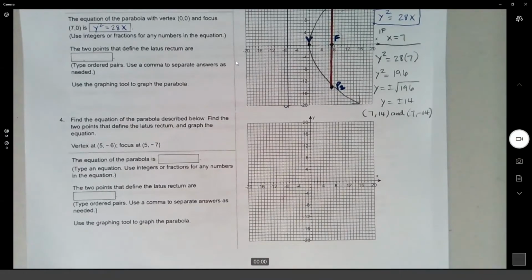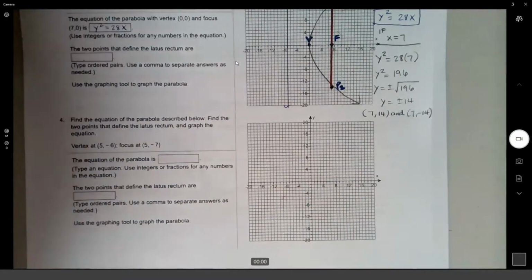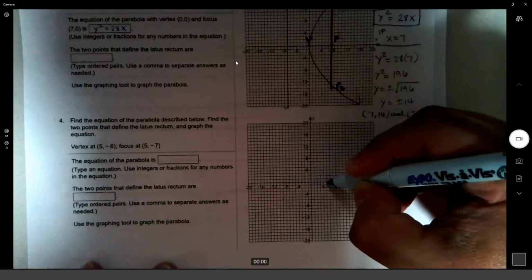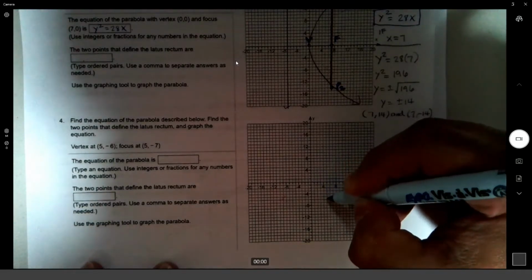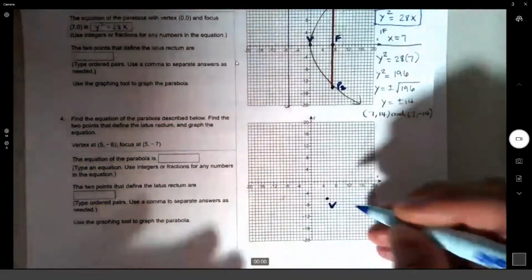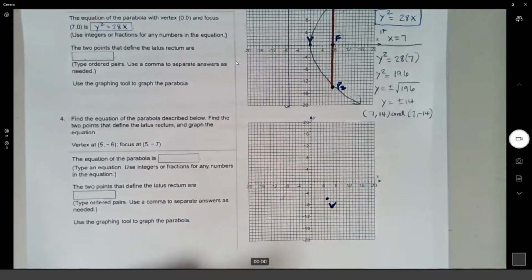Here we want to find the equation of a parabola. They want us to find the 2 points that define the latus rectum, and they also want us to graph the equation. The vertex is at 5, -6. That's the first thing I'm going to do. 5, -6. Right here. And I'm going to label that as V. And the focus is at 5, -7.